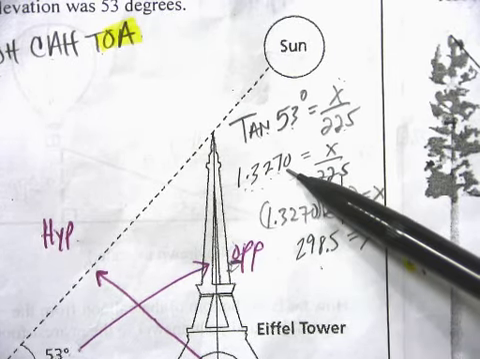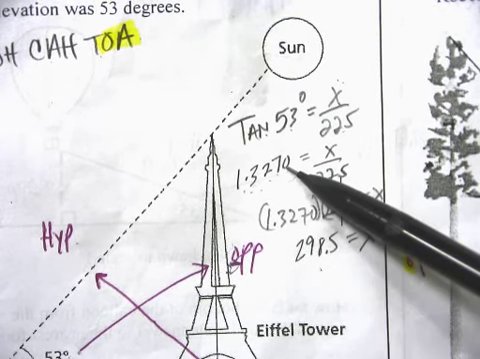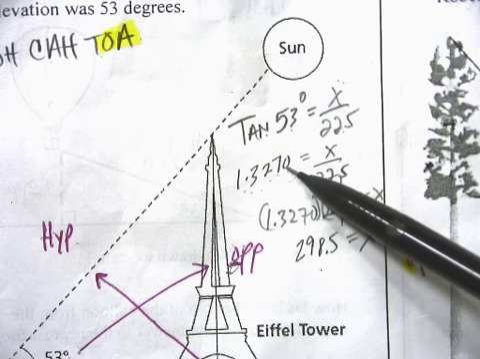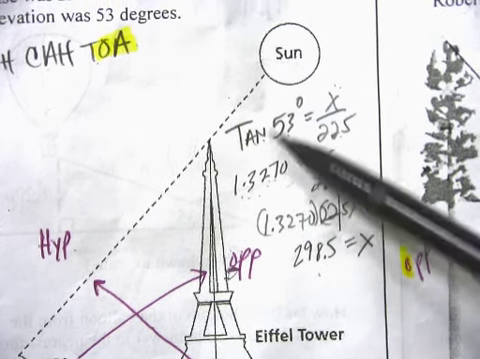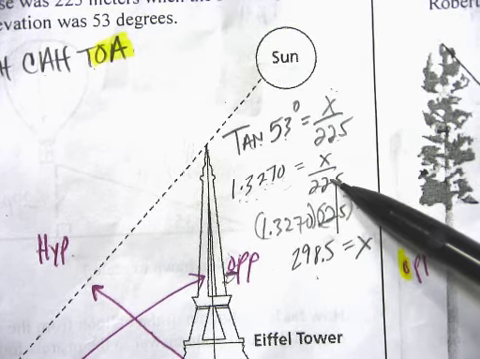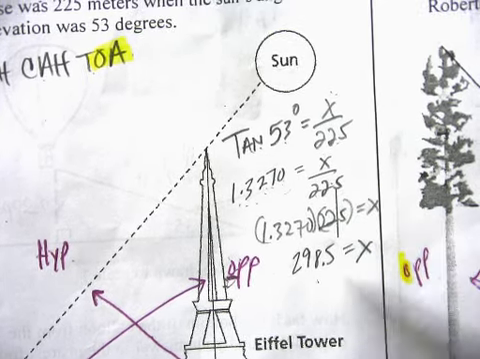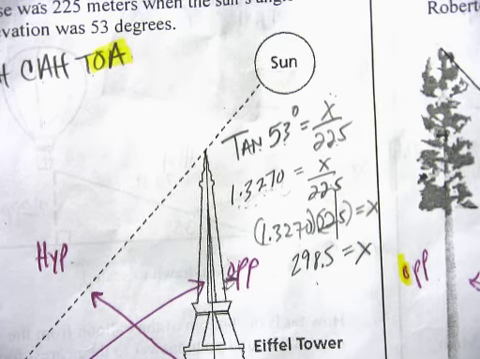I type in 53 into my calculator, I hit the tangent button, and I get 1.3270. Remember, guys, you want to go to 4 decimal places at all times, okay? Don't stop at 1.3 or 2. You want to go to 4 decimal places. So this is going to be equal to x over 225.